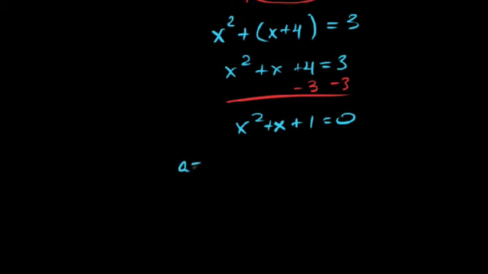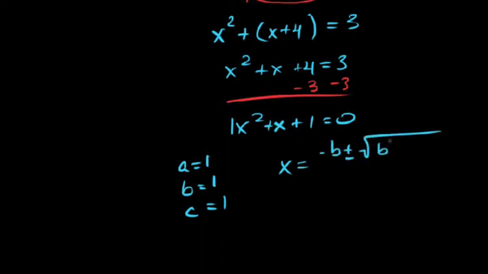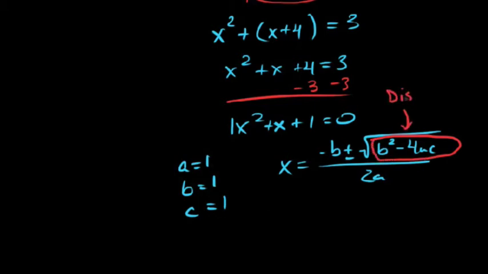So in this case, we need to know a, b, and c. We say a is 1, b is also 1, c is also 1, and of course we know the quadratic formula, I hope people know this, is negative b plus or minus the square root of b squared minus 4ac, all over 2a. We pay a lot of attention to this value inside the radical. It's got a name, it's called the discriminant. Discriminate is a different word. This is a discriminant.